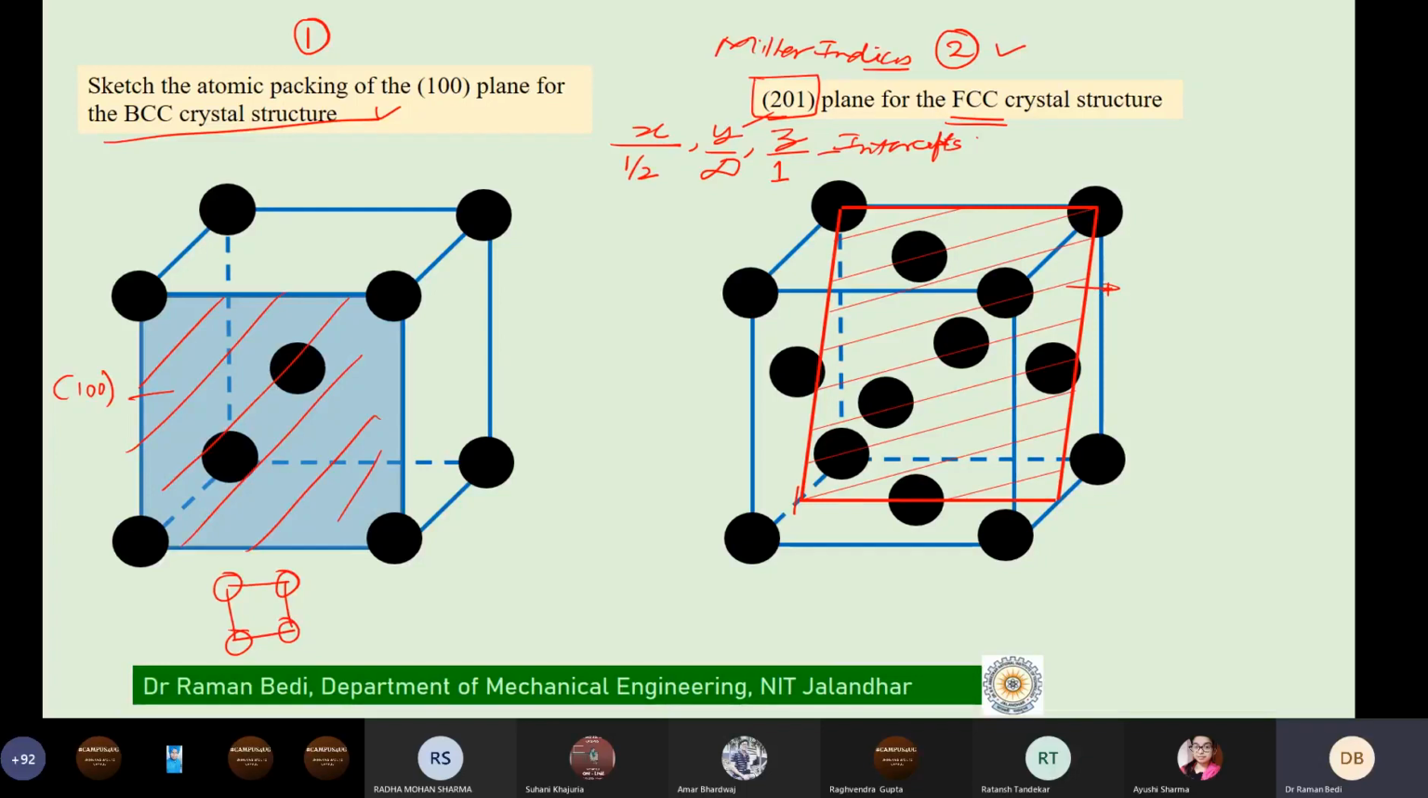So in an FCC system, if I draw this plane in 2 dimensions, where are the atoms located for this 201 plane? The atoms are at the corners, not at the corner, sorry, just a minute, it's a bit wrong here. It is at the top 2 corners. That's right. So this one and this one are shown here, and there is one at the face center. So this is how atoms are located on a 201 plane in an FCC crystal structure.